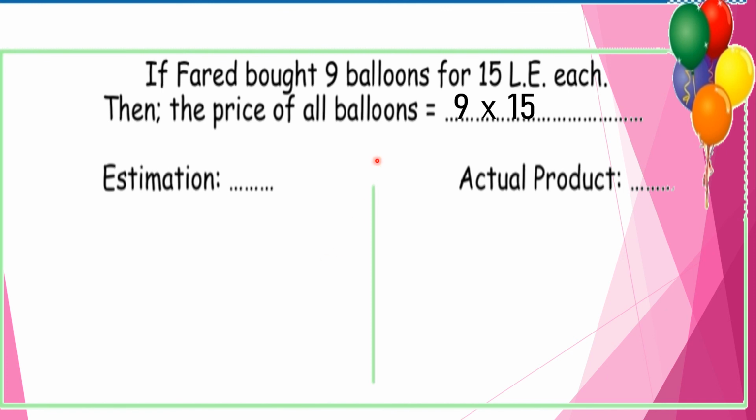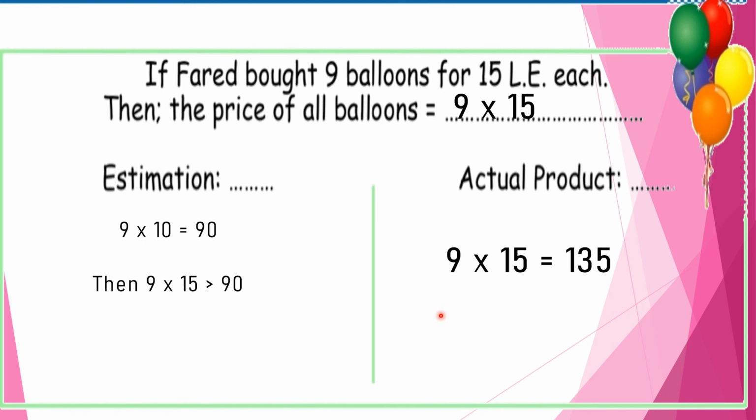So I know the multiplication of 5 by 10. This is the greatest thing I know. I don't know what's more than that. So 9 by 10 equals 90. But 15 is greater than 10. So 9 by 15 must be greater than 90. So I don't know what it is, but it's greater than 90. Let's see. 9 by 15 equals 135. It's greater than 90, so my estimation was correct.